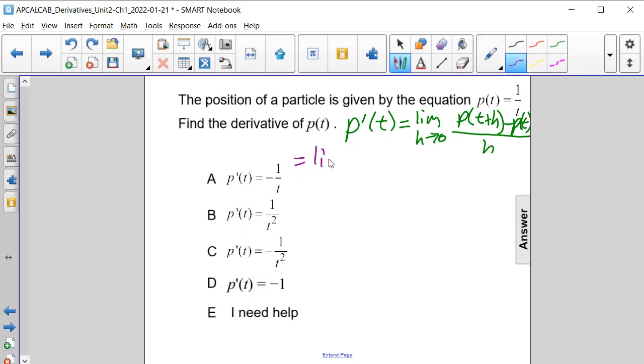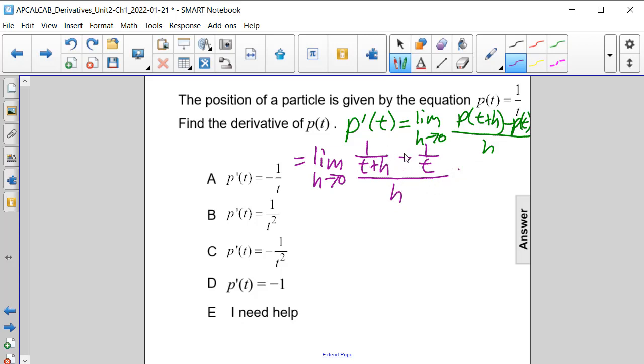So we still have the limit as h approaches 0, and then P of t plus h will be 1 divided by t plus h minus 1 divided by t, all divided by h. If we were to try to use direct substitution, we would get 1 divided by t minus 1 divided by t, so that's 0 over 0. So we can't necessarily do that.